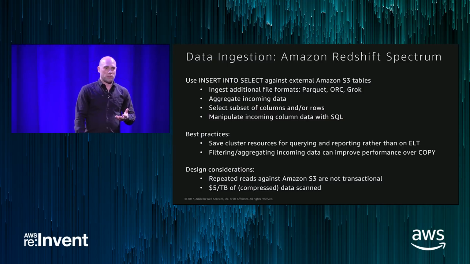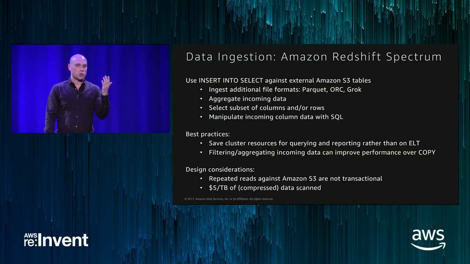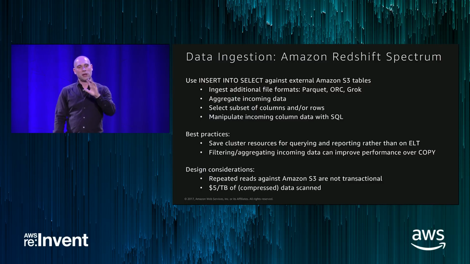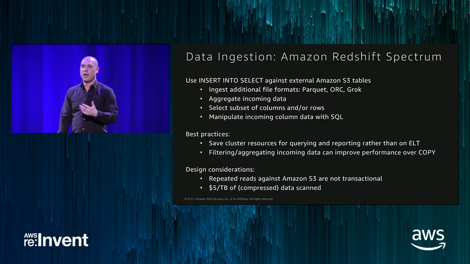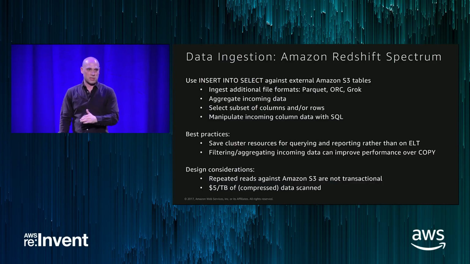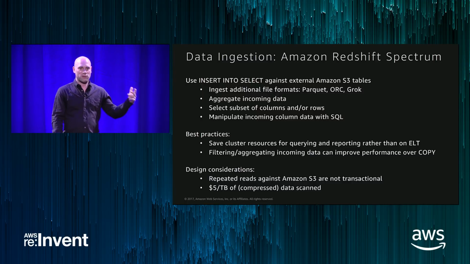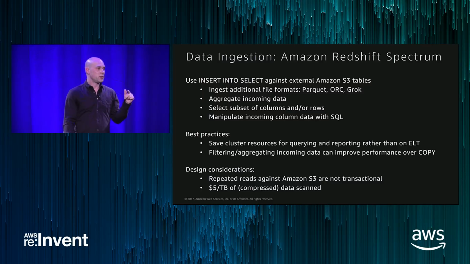So what about with Spectrum? Spectrum allows you to create an external table against S3, so you can query that external table with a select statement. You can also do an insert into and a select from those external tables. If you have a data lake with files in Parquet or ORC, you can load those directly into Redshift through Spectrum.